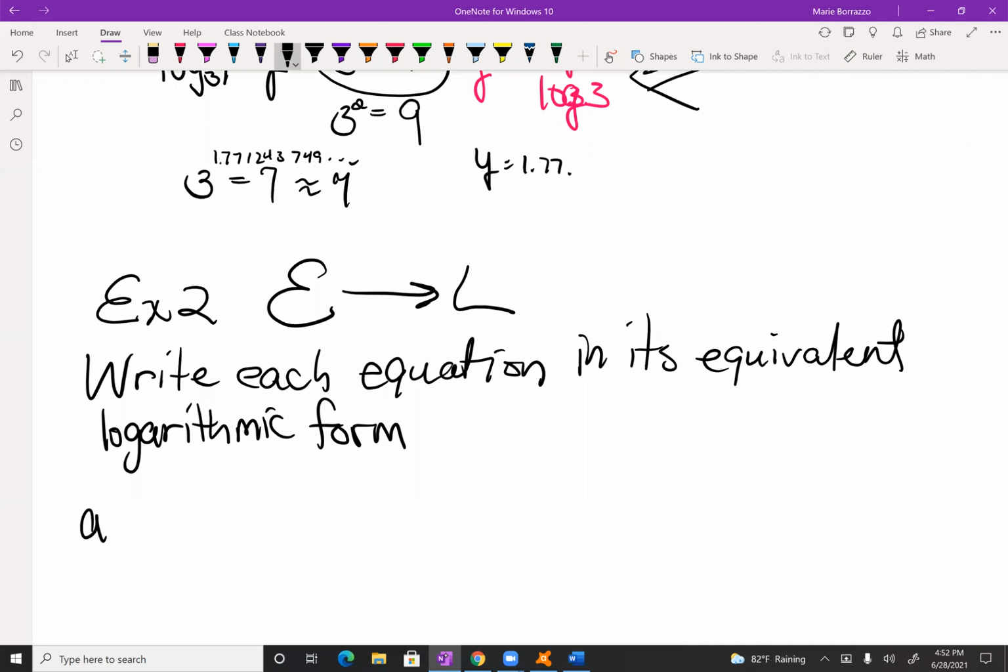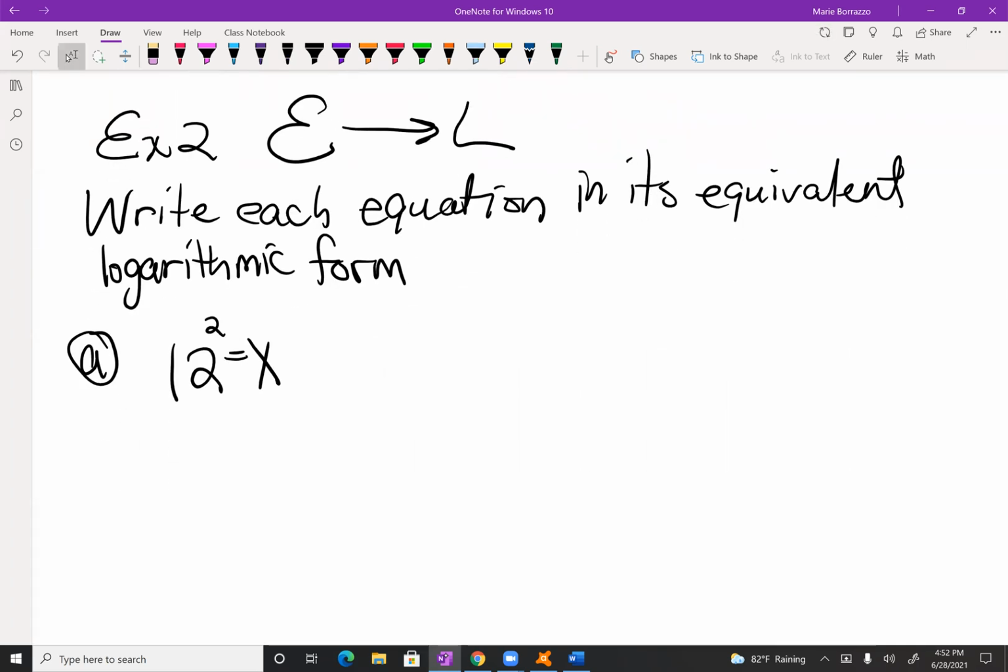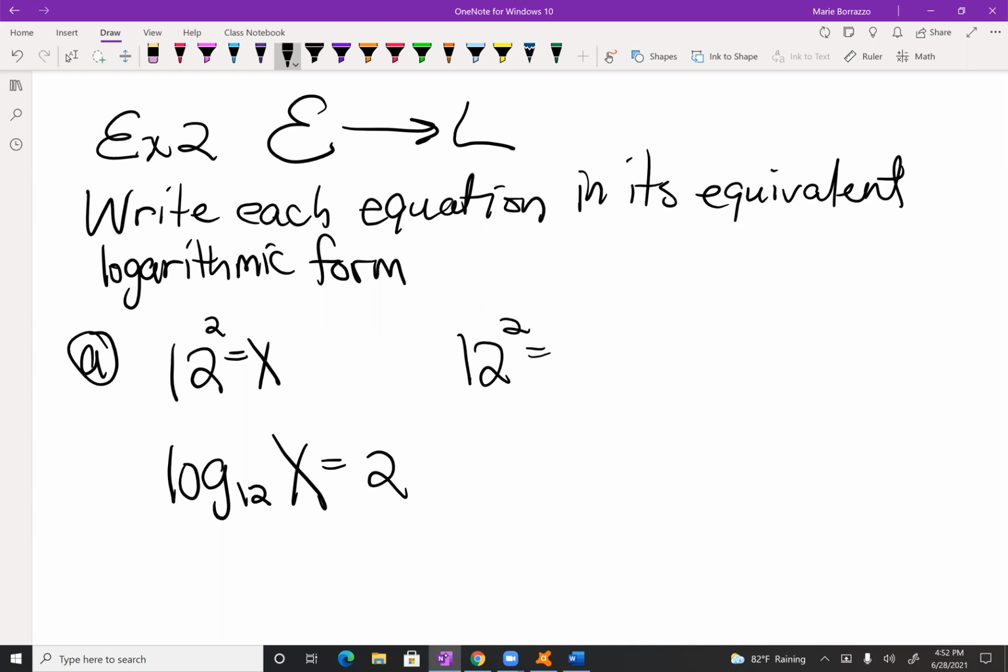So in part A, they give us 12 squared equals x. And so in this case, our exponent is our answer. Our base is 12. X is the number we're looking for. Remember, if I have 12 squared, well, that's equal to my number, which is 144. The base raised to the power is the number, right?